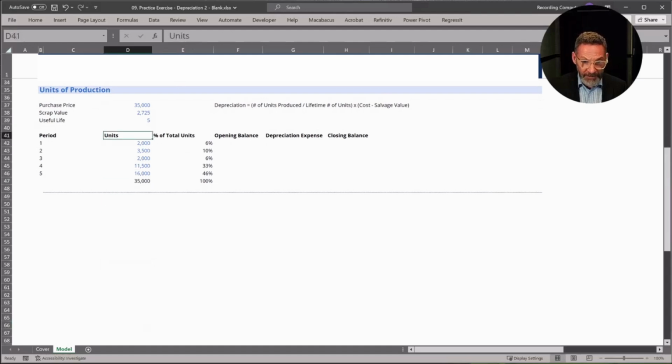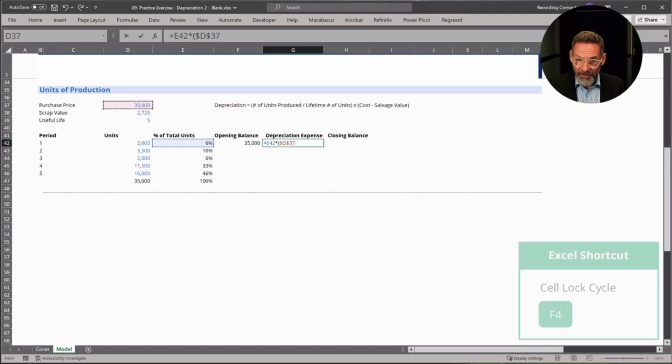Here we have 6% of units produced in period 1, 10% in period 2, and we want to spread the expense of the asset based on how many units or percent of units are produced each period. So our opening balance, again, at the start is always our purchase price. Our depreciation expense is going to be 6% of the expense, which is, of course, the purchase price, lock down that with dollar signs, minus any scrap value.